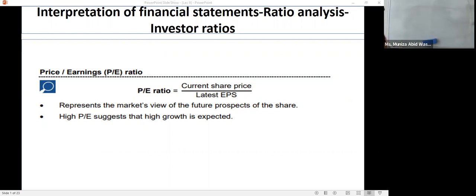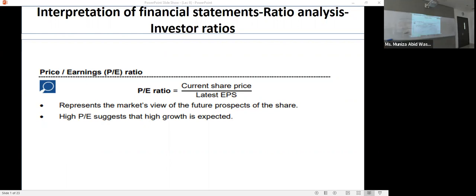A high price to earning ratio suggests that high growth is expected. Investors will be using this price to earning ratio at a very high pace, again and again, because there can be two reasons for which investors want to invest in the organization. Those two reasons could be capital growth or the increase in returns.